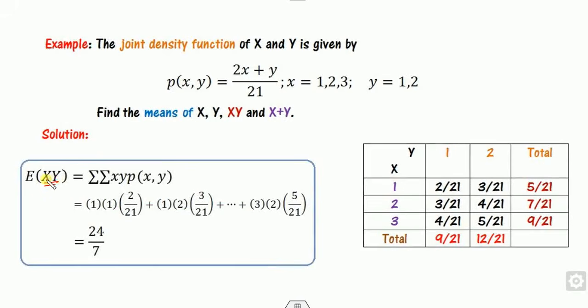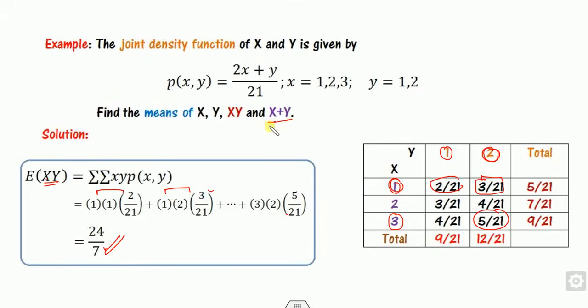So this is a 2-dimensional variable, so this is a double summation. How do you find that? For the first pair, x1, y1, the probability is 2 by 21. Look at the second pair, x1, y2, the probability is 3 by 21. And so on. The last pair, x3, y2, is 5 by 21. So you will get the answer as 24 by 7.